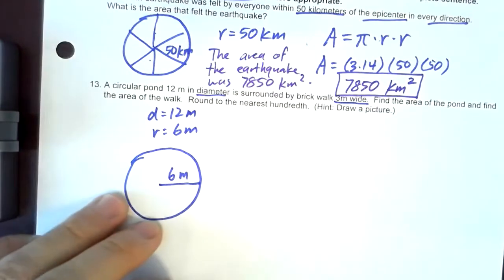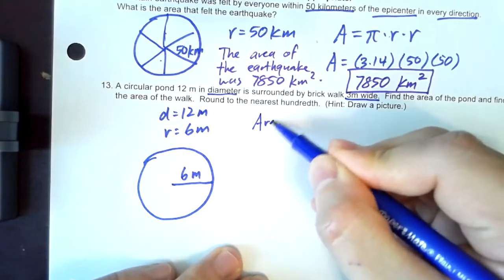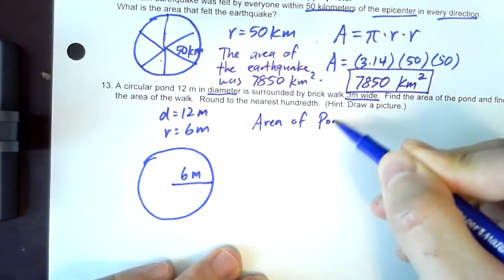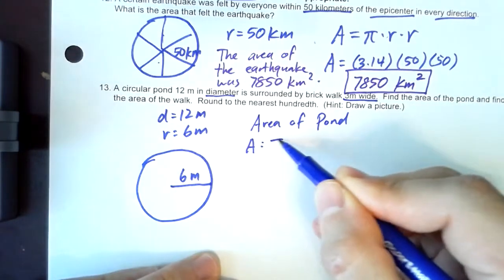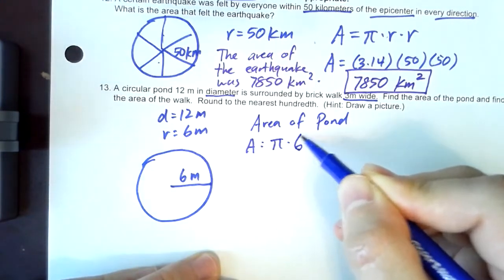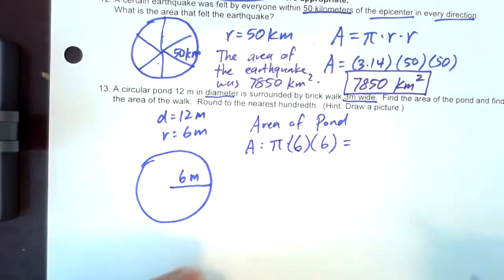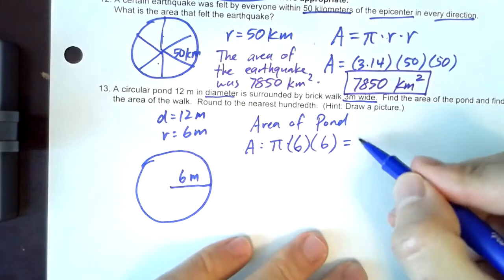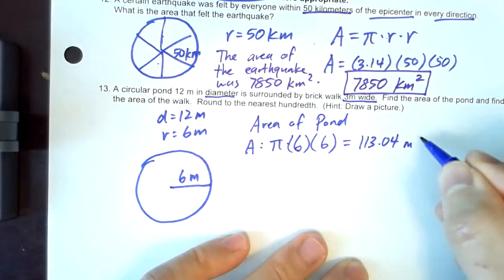Okay, let's go ahead and do that. So let's do the area of pond is going to equal pi times 6 times 6. Right, so the area of the pond is going to be 36 times 3.14, which we've calculated in this lesson already, but it's 113.04, and it's meters squared.